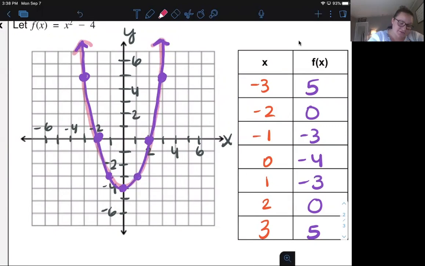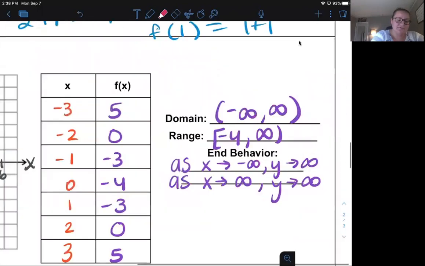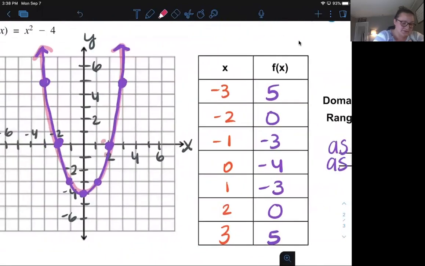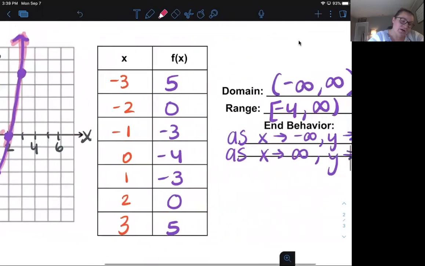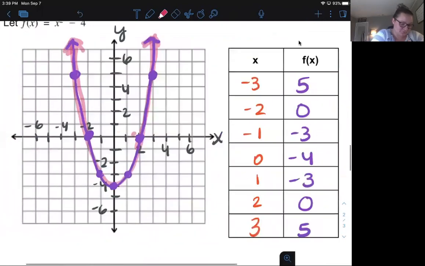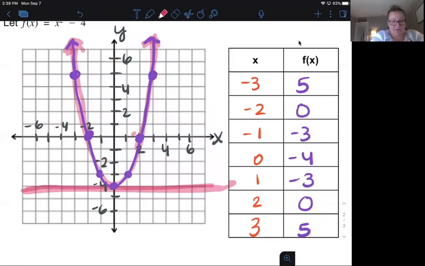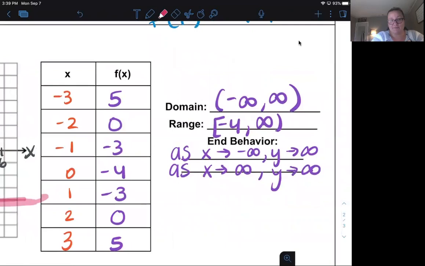So the domain of this function is negative infinity to positive infinity. My x's will extend to the right forever. My x's will extend to the left forever. So it includes all real numbers. Then for the range, well, I noticed that there aren't any y values below -4. So that tells me that -4 is the least y can be, and it extends forever above that. So my range includes -4 to infinity.